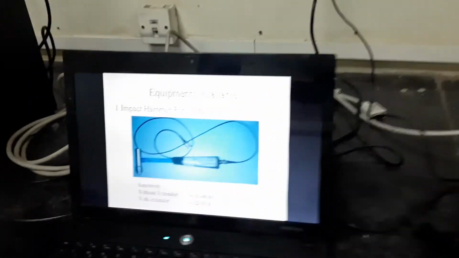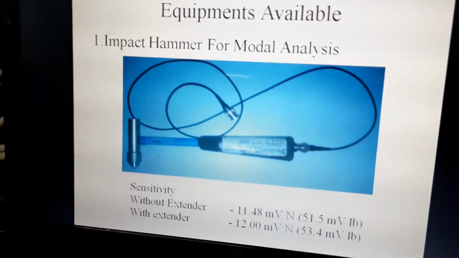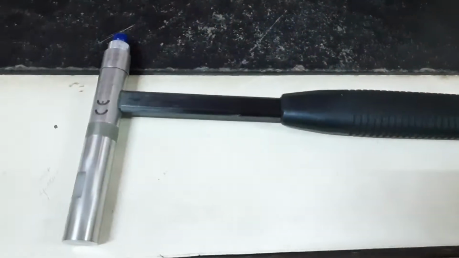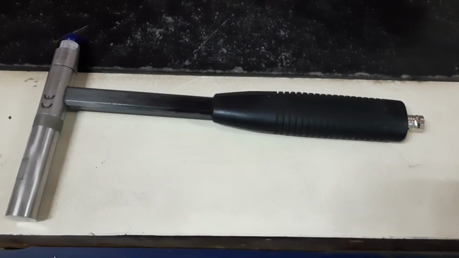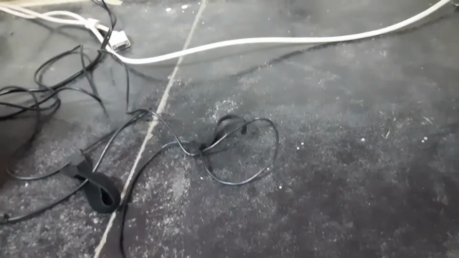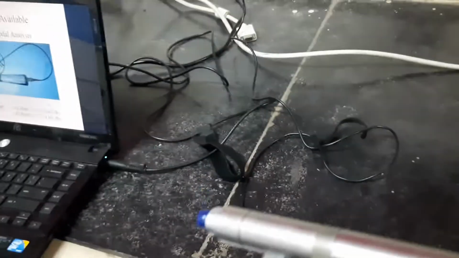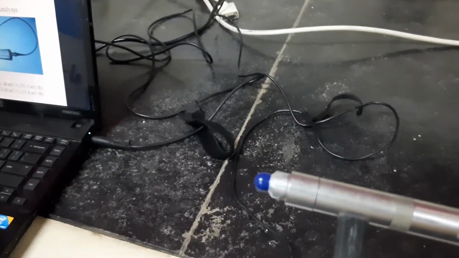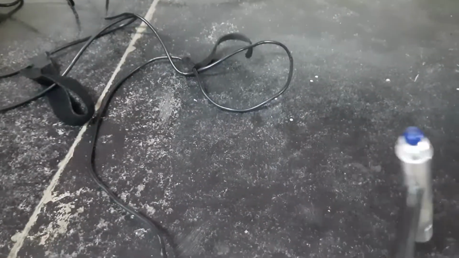The first one is the impact hammer. It is used for modal analysis. This is the practical impact hammer that was shown in the PPT. The sensitivity is given, so according to this sensitivity, you can use it. You can hit with it. It is already built up with an accelerometer inside, and when you hit it, it will excite the vibrations, and these vibrations can be received by an accelerometer.